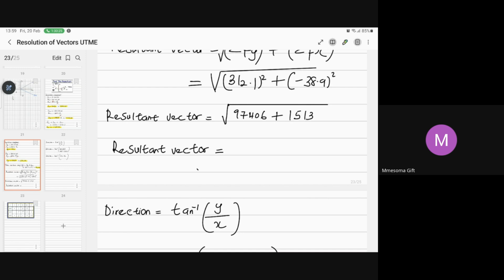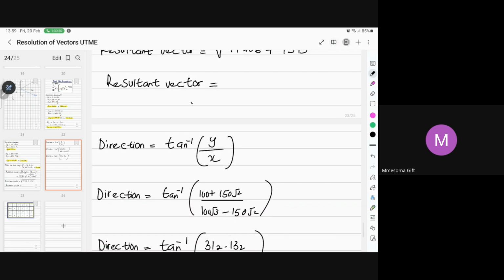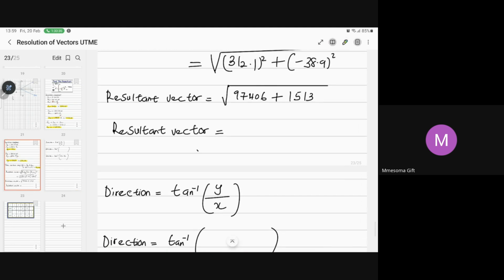Square root and give me the value. 309. 309.6. So is that the same thing you have? Another person should calculate, so we will have two values, and let's be sure.